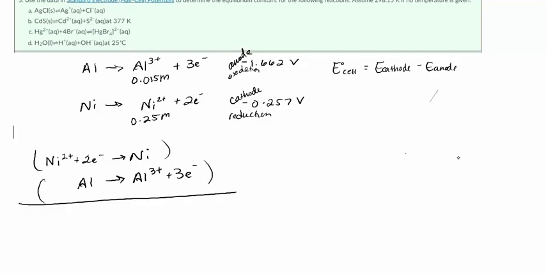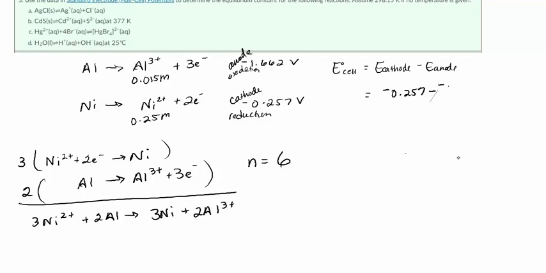We're going to need to multiply both of these by a factor in order to get the least common multiple. And then the moles of electrons we will use for each side, our n value will be 6. So the E0 cell value is a positive 1.405 volts.